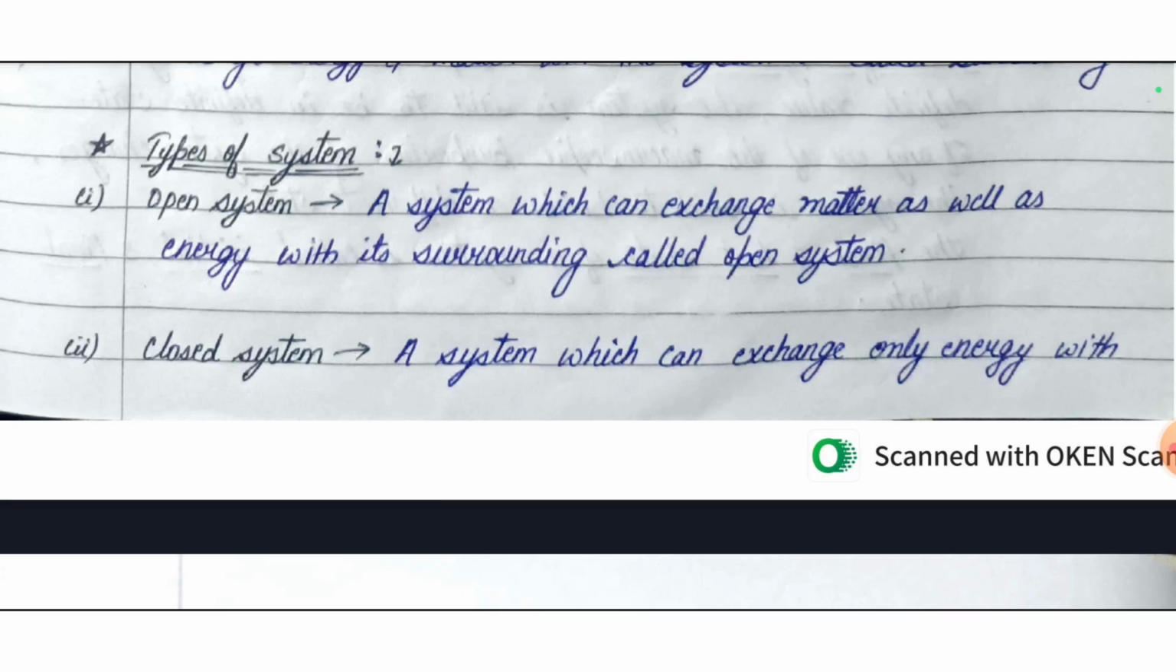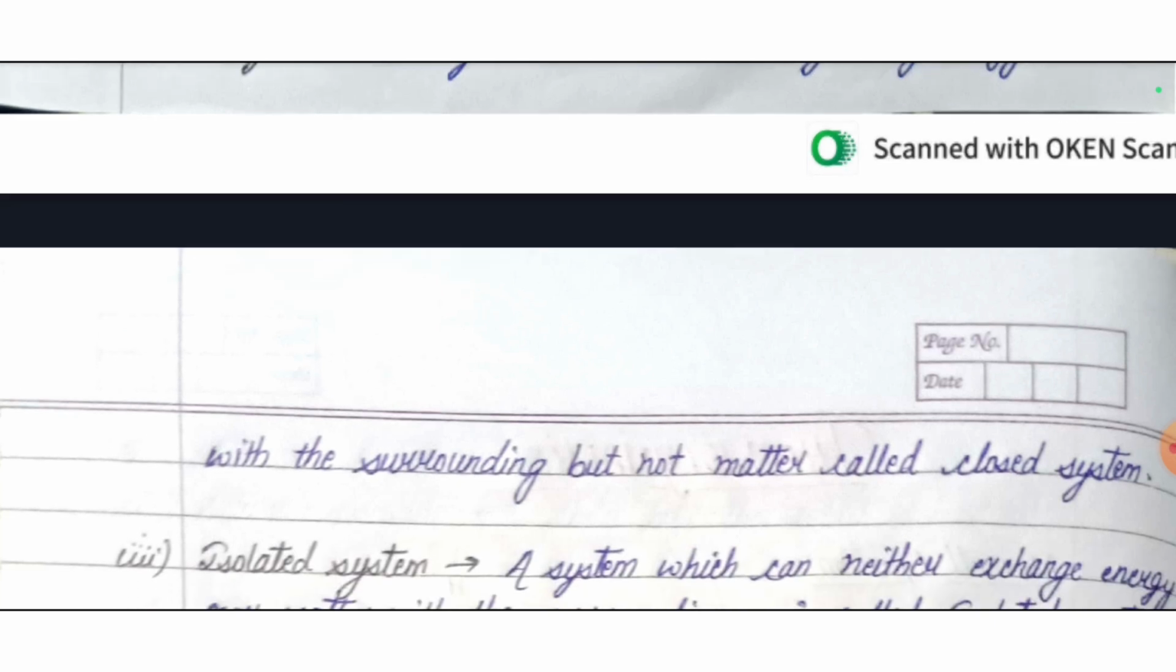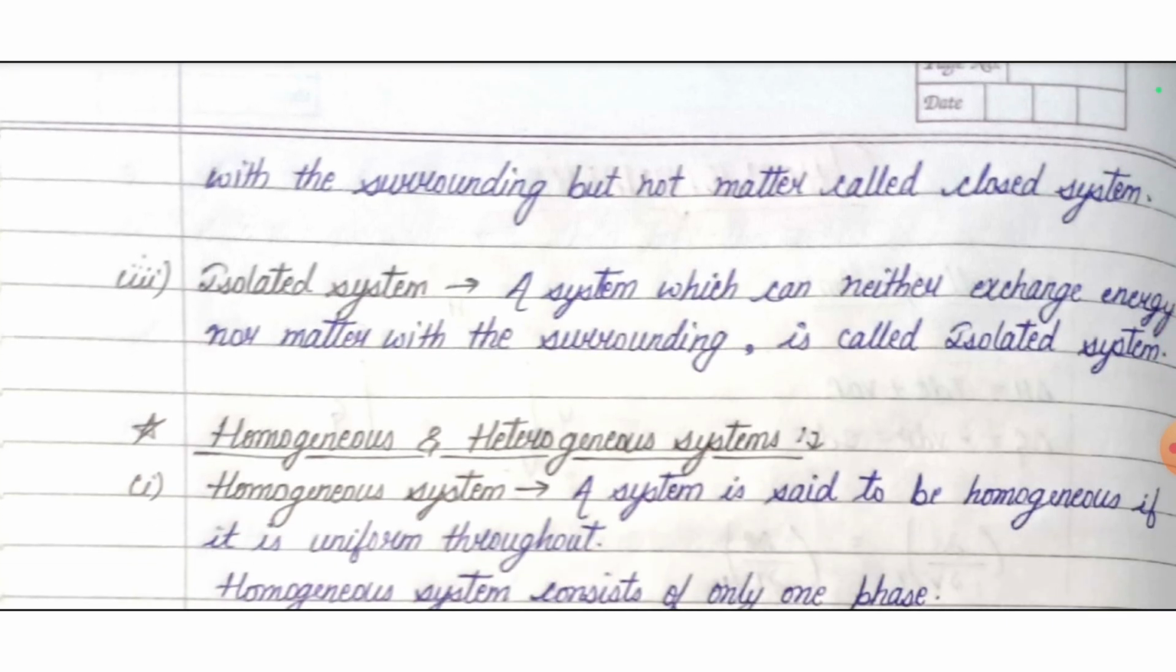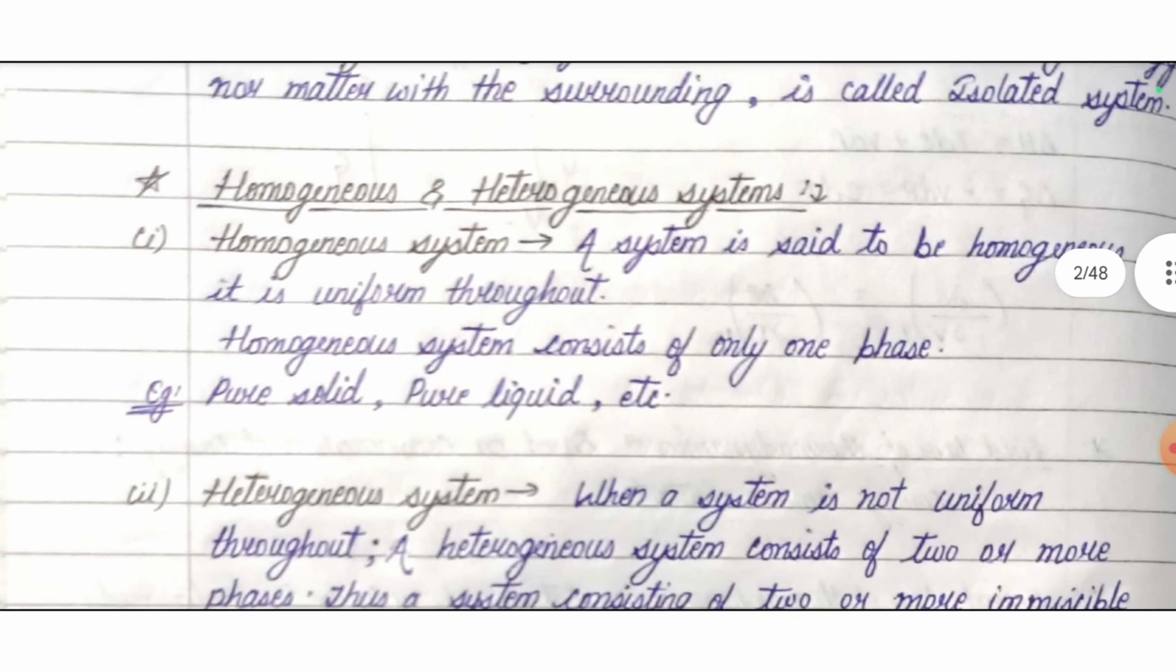Types of system. First, open system: a system which can exchange matter as well as energy with its surrounding is called an open system. Second, closed system: a system which can exchange only energy with the surrounding but not matter is called a closed system. Third, isolated system: a system which can neither exchange energy nor matter with the surrounding is called an isolated system.